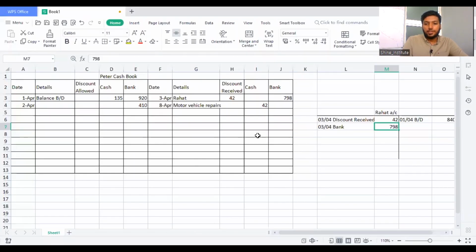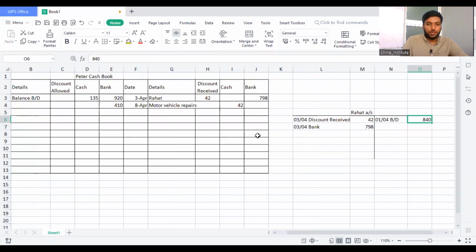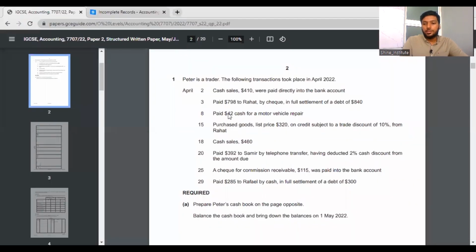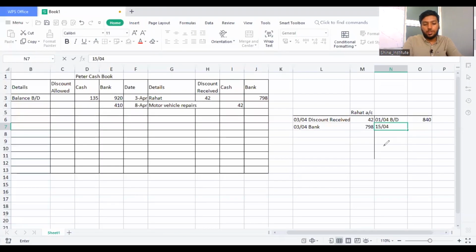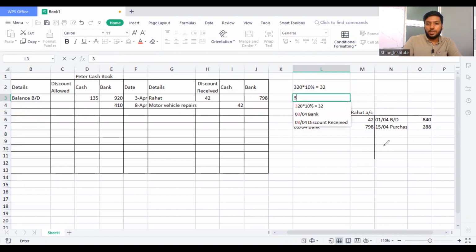Because it's a credit purchase, it's not related to a cash transaction. I'm only going to show it under Rahat's account. So moving on to Rahat's account, you can see it's the 15th, and this is for purchase. We can directly take 320 times 0.90 to get the exact value. Another way is to take 320 and calculate the 10 percent, which is 32, and then take 320 minus 32.